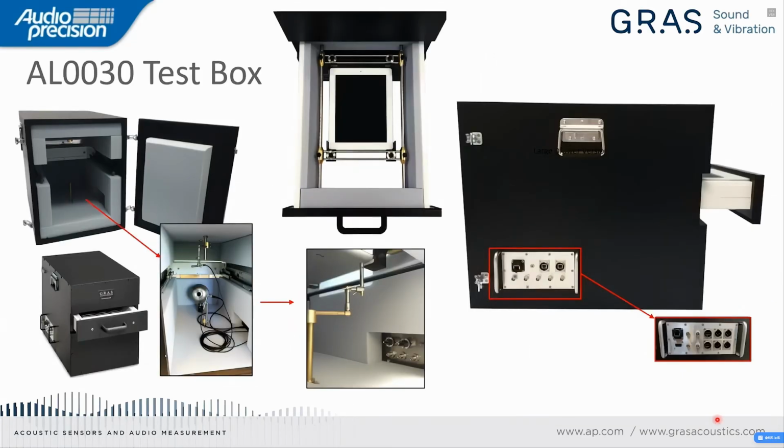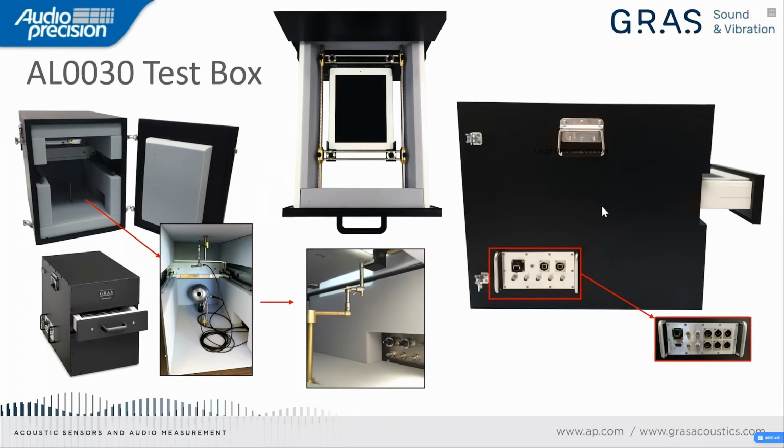So let's talk now about acoustic test boxes. And this is one provided by Grass. It's called the AL30 test box. And it is basically an anechoic test chamber, a small anechoic test chamber for acoustic production line testing of mobile devices. So it could be used for mobile phones, it could be used for Bluetooth speakers, but it could also be used for tablets. And that's why I'm showing this device in this webinar, because it's perfect for testing small and medium-sized tablets.